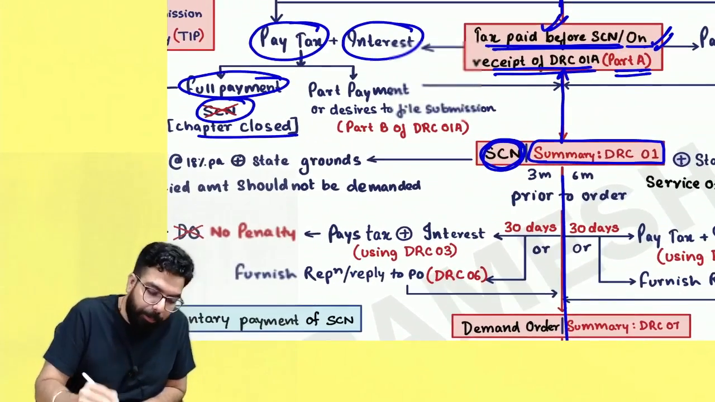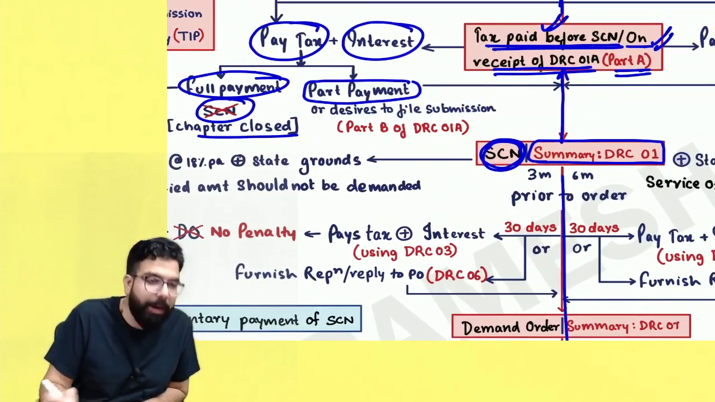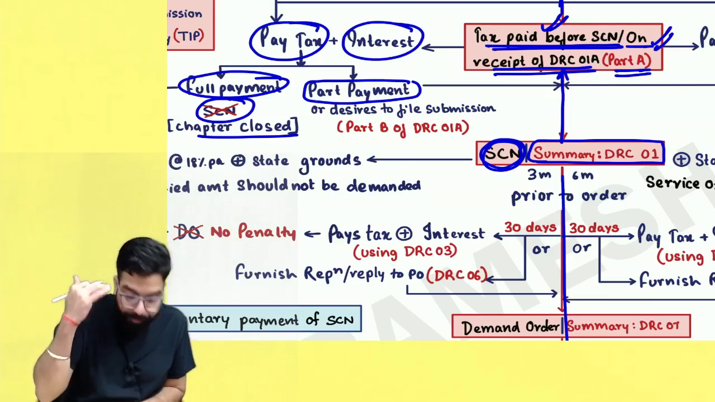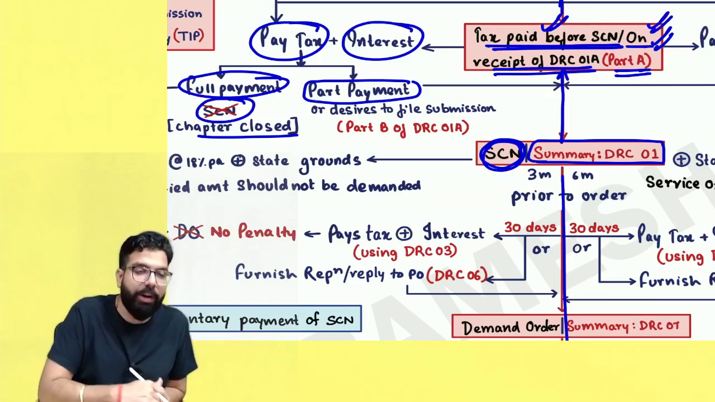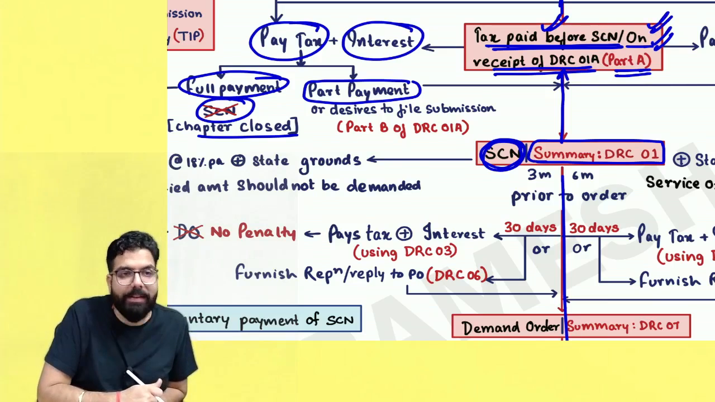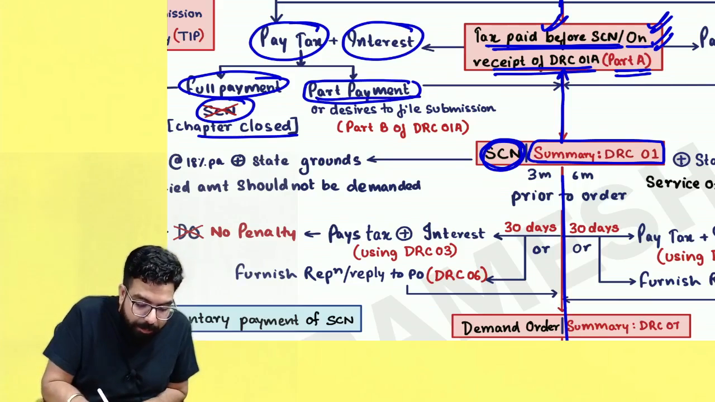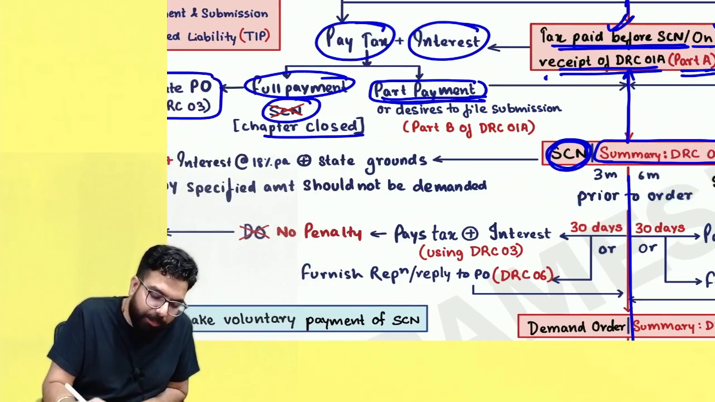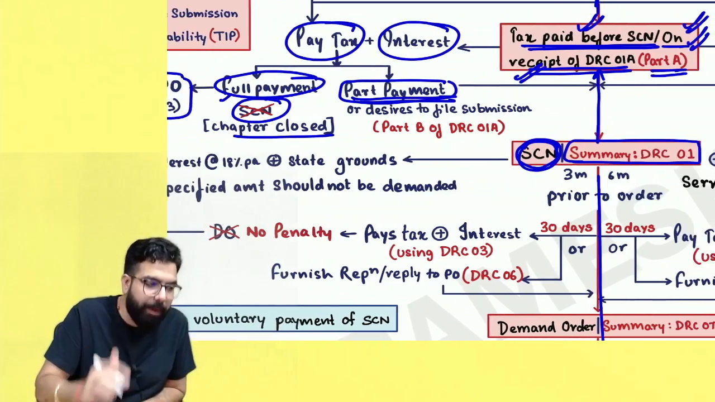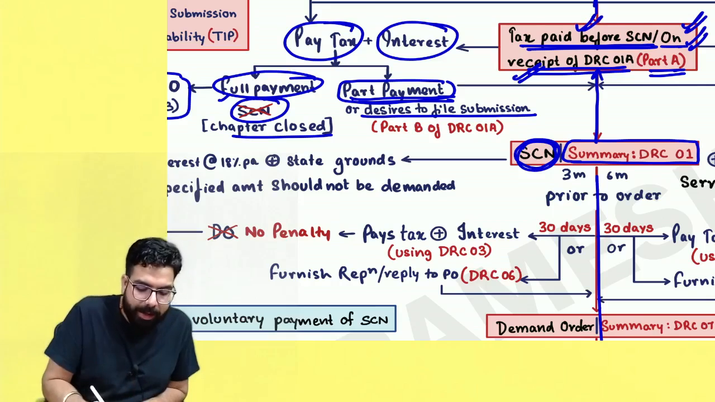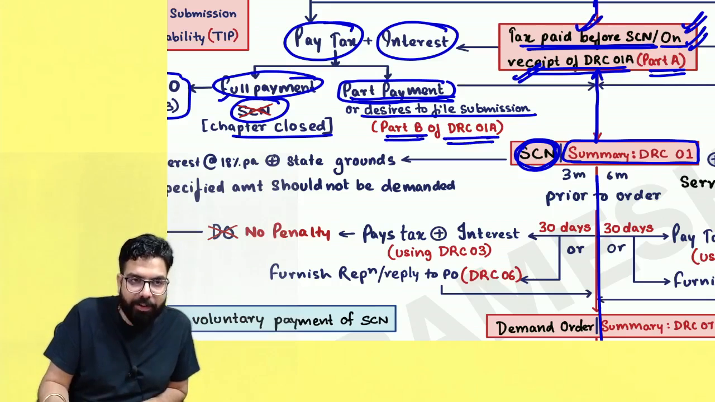Now in this scenario, no show cause notice, no demand order. But sir, supposing I made a part payment, then for the remaining part what will happen? Show cause notice will come. Or if the officer has proposed a liability in Part A of GST DRC 01A, then if I make a full payment after he has proposed, the chapter is closed. But if I make a part payment or I desire to make a submission, then I can use Part B of GST DRC 01A.